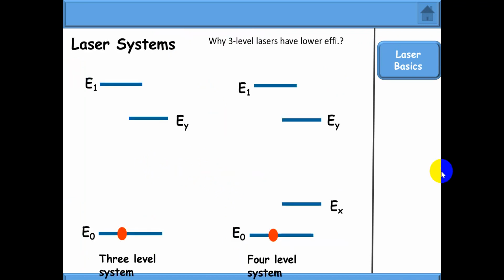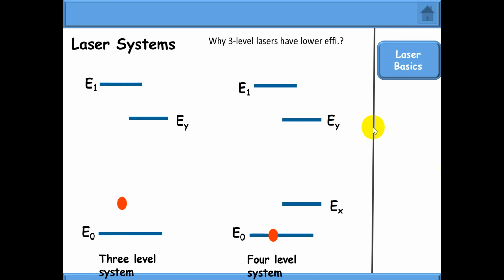But the main question is how we can produce a population inversion. We have two types of lasers: 3-level lasers on the left-hand side and 4-level lasers on the right-hand side. In 3-level lasers, at the first stage, we pump the atoms from the ground state to the E1 level, or the pumping level.